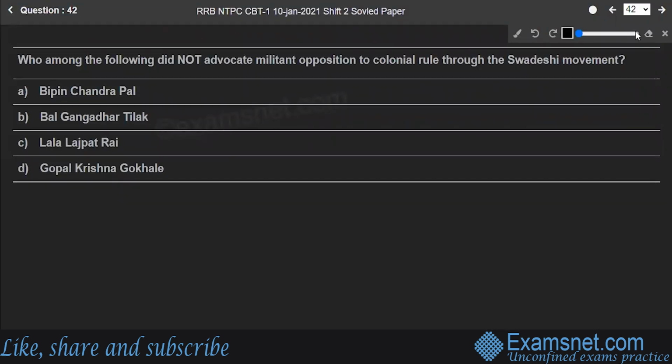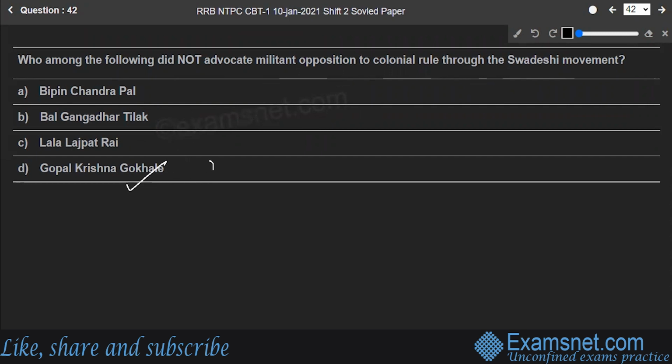Question number 42. Who among the following did not advocate militant opposition to colonial rule through the Swadeshi movement? Is it Bipin Chandra Pal, Bal Gangadhar Tilak, Lala Lajpat Rai, or Gopal Krishna Gokhale? Well, the correct answer is Gopal Krishna Gokhale, option D. Gopal Krishna Gokhale did not advocate militant opposition to colonial rule through the Swadeshi movement.